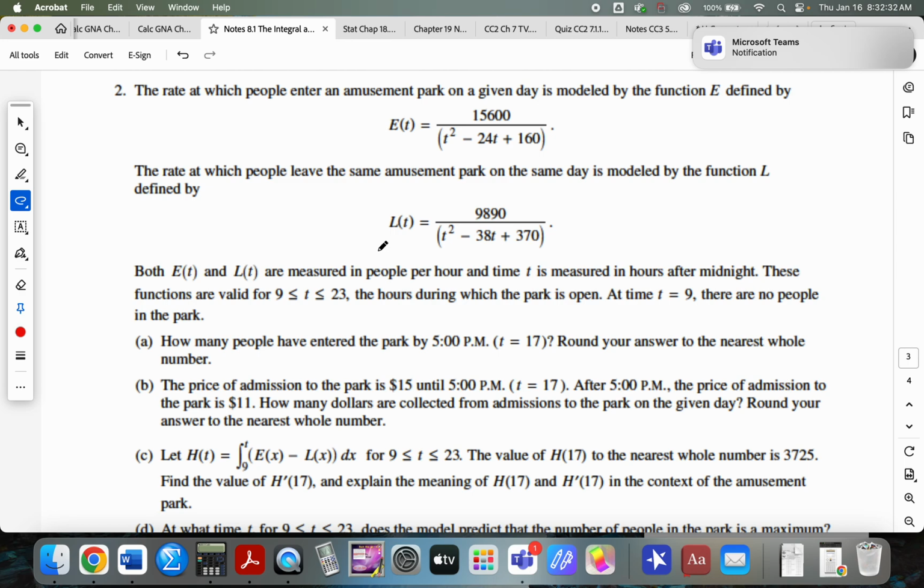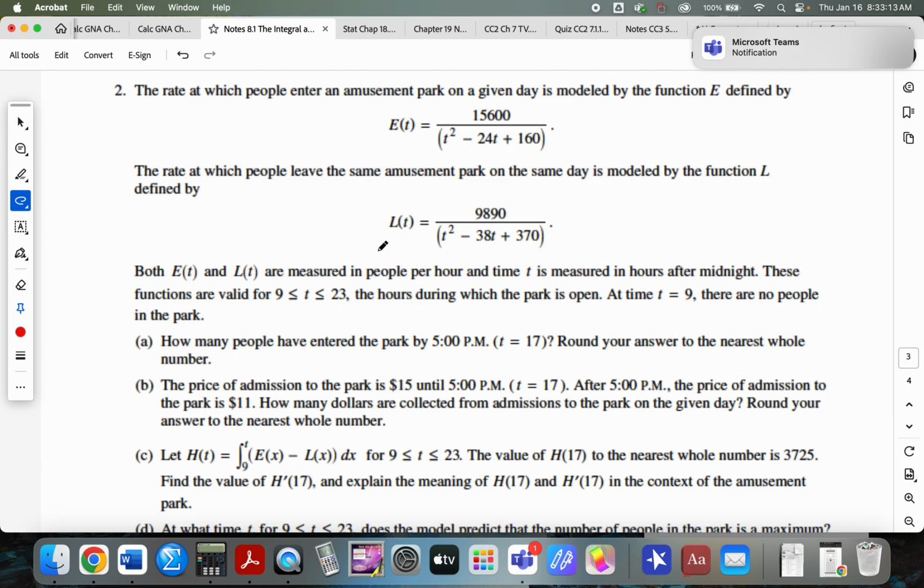All right, so the rate at which people enter an amusement park on a given day is modeled by the function E, defined by bleh. The rate at which people leave the same amusement park on the same day is modeled by the function L, which is defined by equally bleh. Both E of t and L of t are measured in people per hour, and time t is hours after midnight. These functions are valid for 9 ≤ t ≤ 23. So it's open from 9 in the morning until 11 at night.